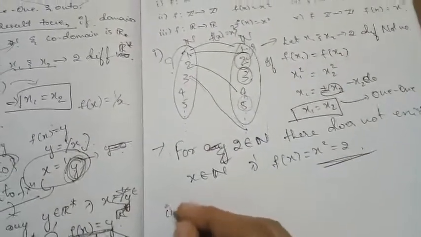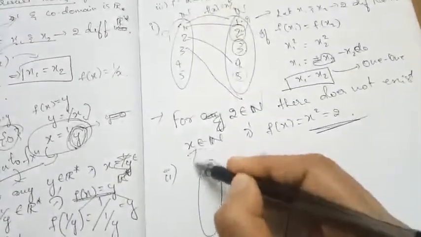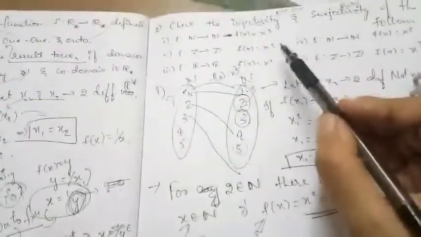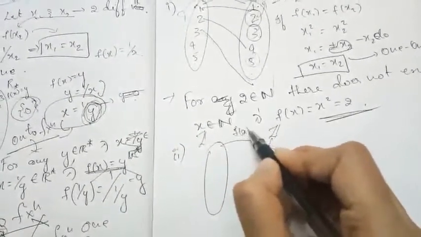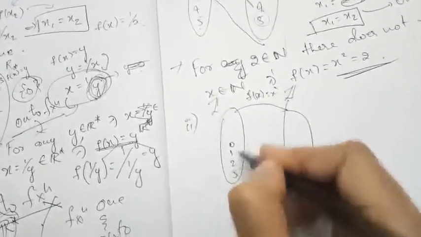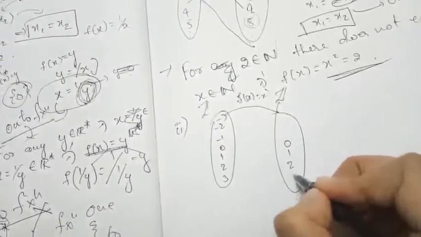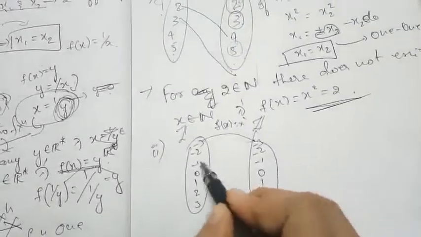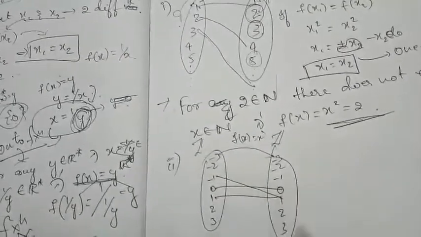So the next thing, the second thing, is what? The function is defined from the set of integers to the set of integers. How is the function defined? Again it is x square. f of x is equal to x square. So how will the elements be? 0, 1, 2, 3, minus 1, minus 2, minus 3. Again here 0, 1, 2, 3, minus 1, minus 2, minus 3. So how will the mapping be? For minus 1 it is also 1. For 1 it is also 1. For 0 it is 0 itself.